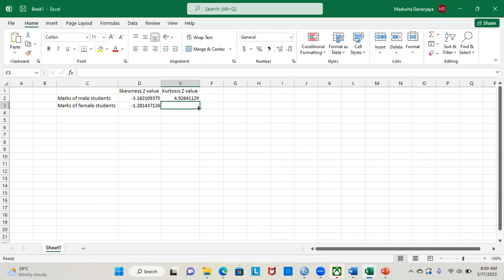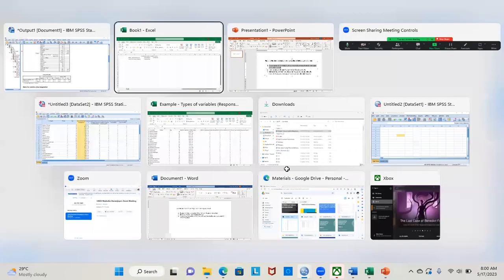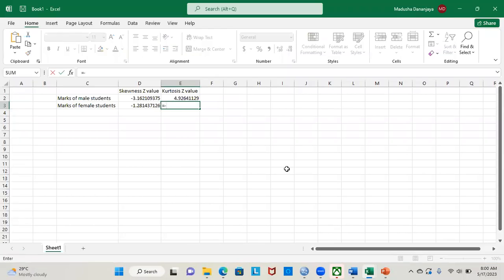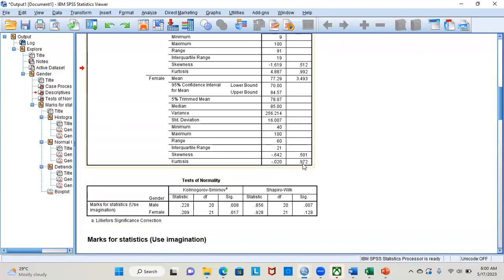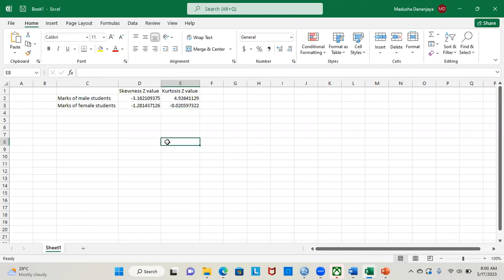Then the kurtosis Z value is minus 0.020 over 0.972, which is the standard error. Right. Now these are the Z values.